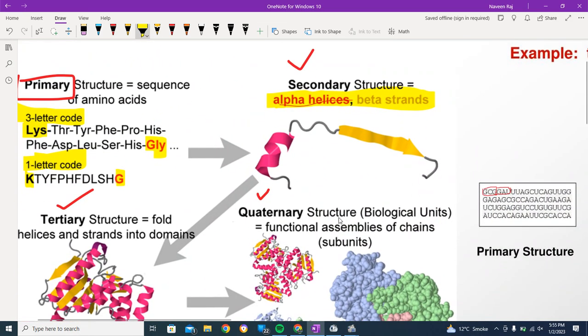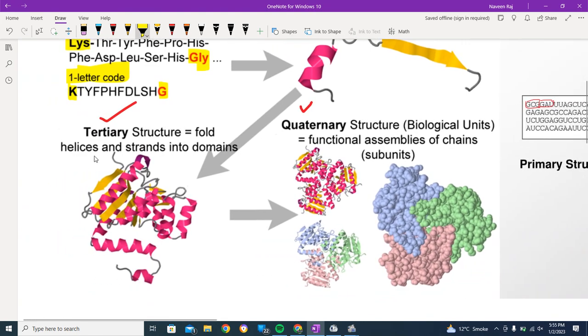Okay, now we have the tertiary structure. Tertiary structure, what it means: folding helices and strands into domains. Now it is saying the same word. Primary structures combine to form the secondary one, and the secondary structures combine to form the tertiary structure. It is more complex. You're going to see in the diagram, it's more complex. And it is a 3D structure, a ball-like structure.